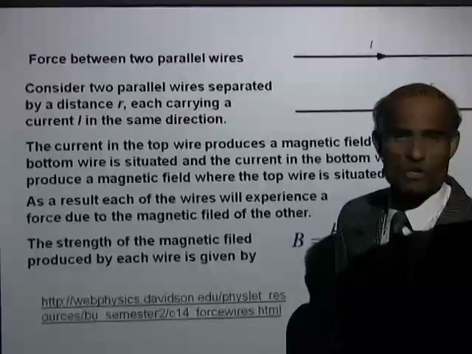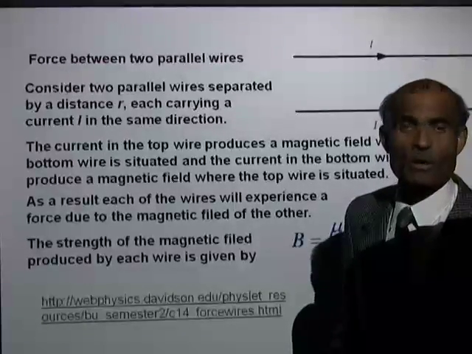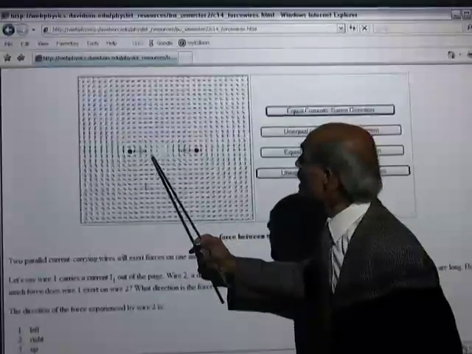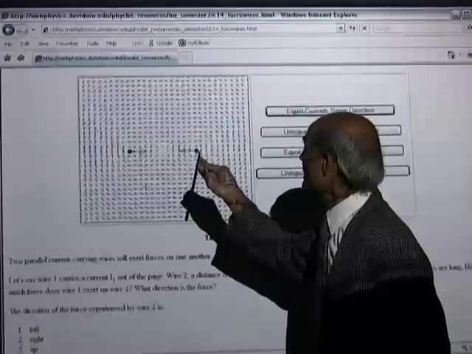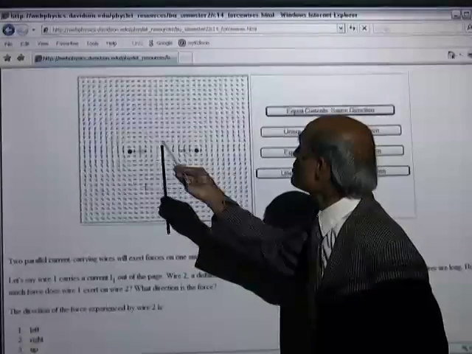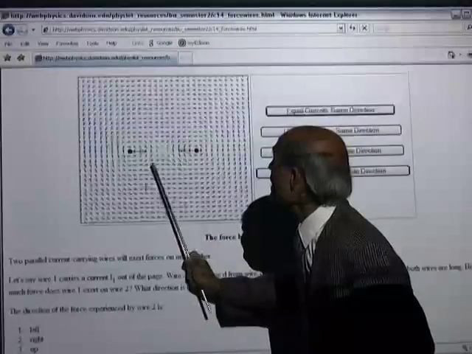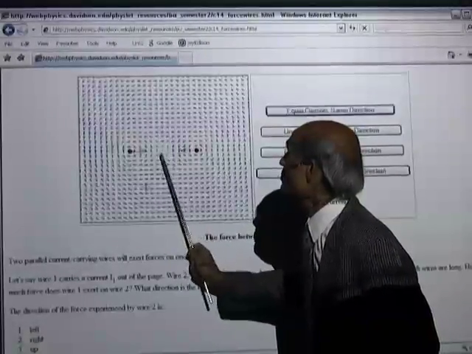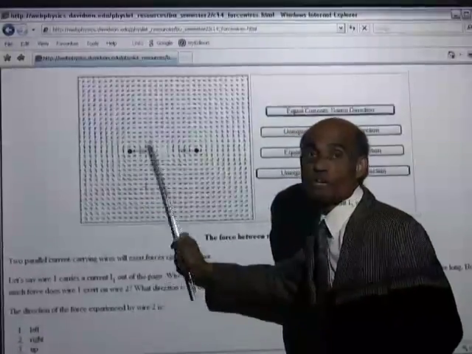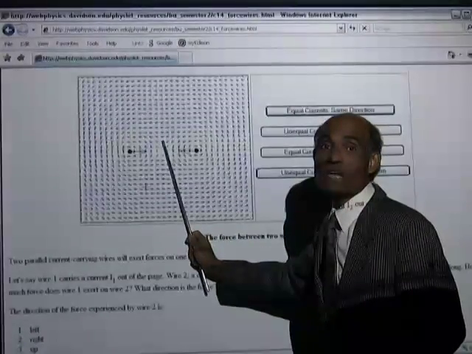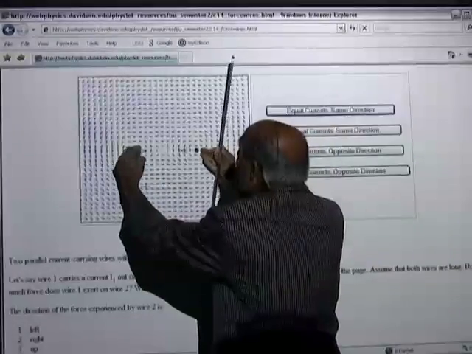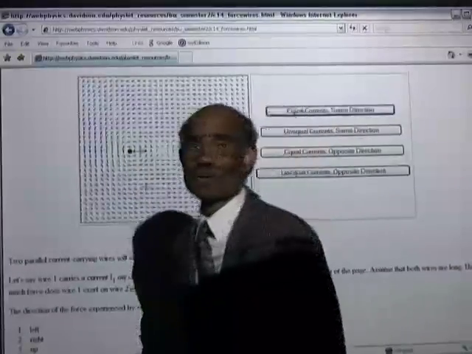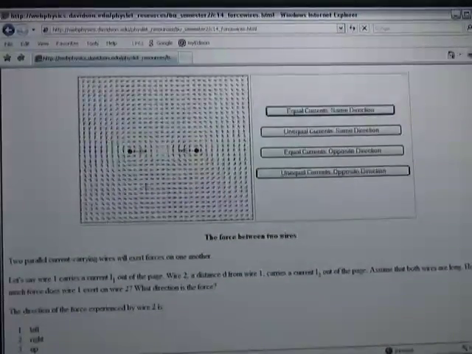Now, let me see if I can show you that on a website. As I illustrated earlier, if the currents are in the same direction, the field due to these two in between, if you notice, they are in the opposite direction, they cancel. So there are strong fields outside and a weak field inside that will produce a force that pulls the two wires together, or it is an attractive force.